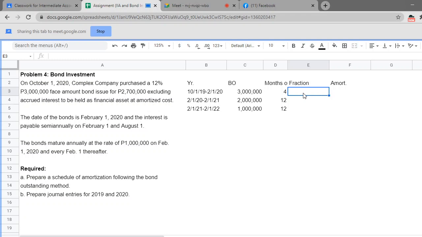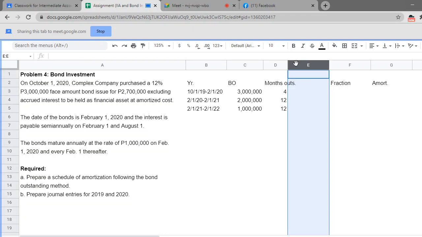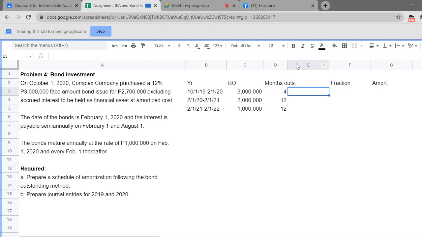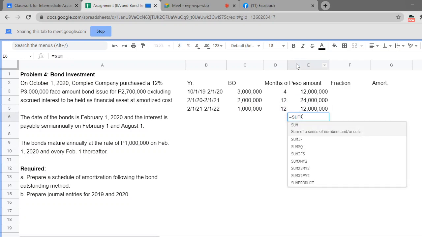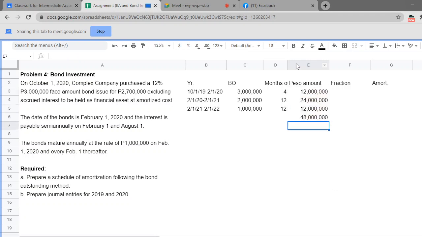To get the fraction, we multiply the amount outstanding by the period. Let's convert it into a peso amount: 3 million times 4. This is like taking an average, a weighted concept. The total now is 48 million, on which we can base our fraction. How much is the amortization? That's 3 million versus 2.7, so we have an amortization of 300,000. And the fraction here is 12 over 48, 24 over 48, and 12 over 48.